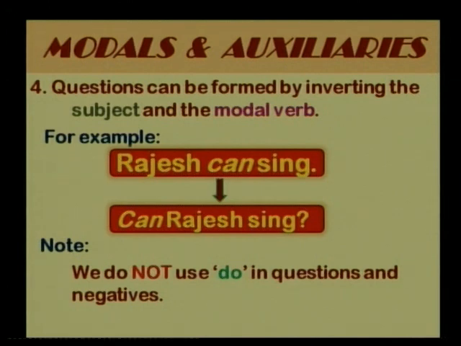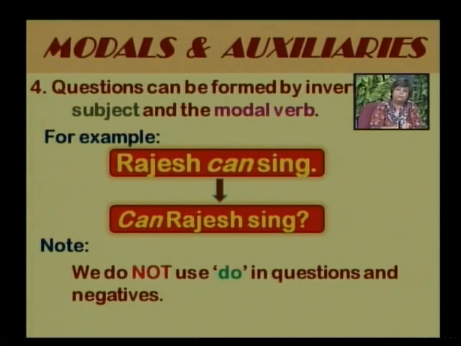The example is in front of you. Rajesh can sing. If we want to ask a question, it becomes: can Rajesh sing? Of course, the question mark has to come at the end of it all. Alright. Now, just below the example on your screen, look at that note. It is a very important note. What does it say? We do not use do in questions and negatives.